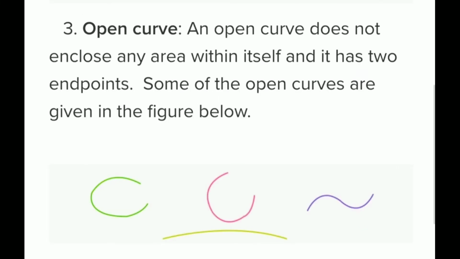Third type of curve is open curve. An open curve does not enclose any area within itself and it has two endpoints. Some of the open curves are given in the figure below. You can see how the open curves are created.